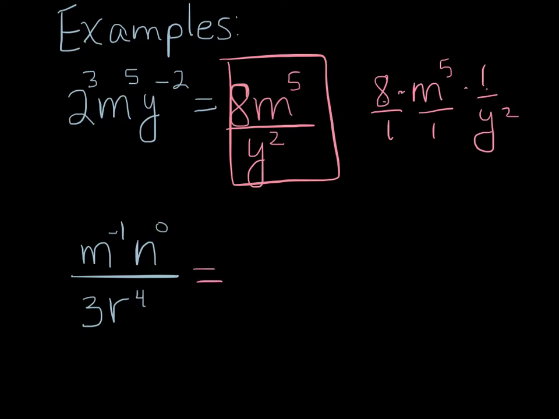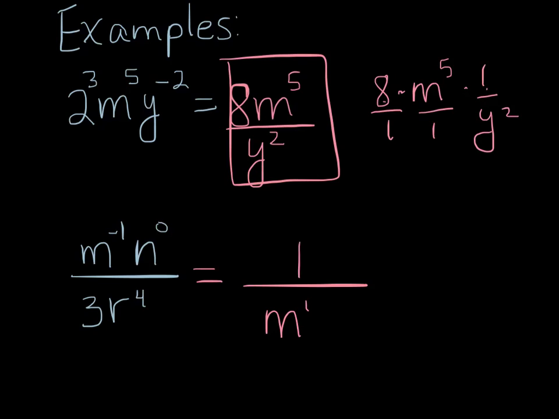So I have m to the negative 1. What happens with the negative exponent? It's got to move. Moves down here. So I'm just going to take it and write it m to the first down here. Then I have n to the 0 power. So n to the 0, anything to the 0 power is 1. So that just becomes a 1.